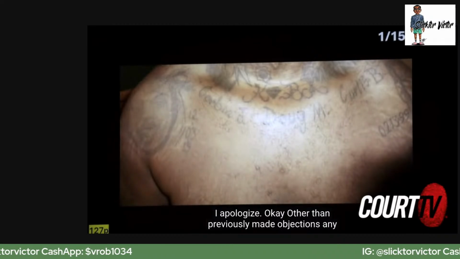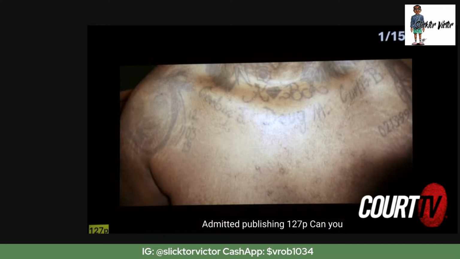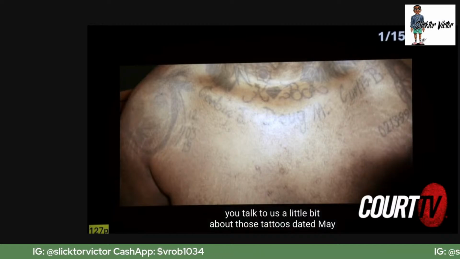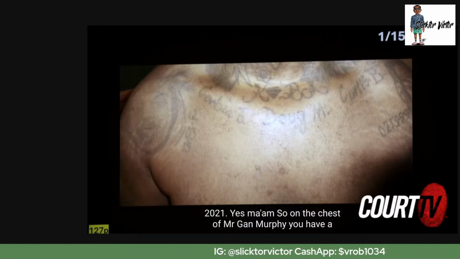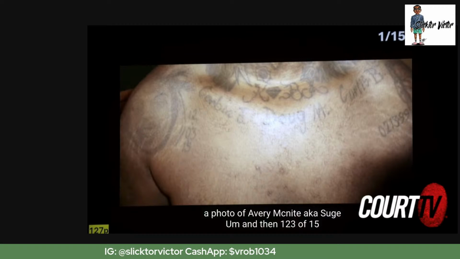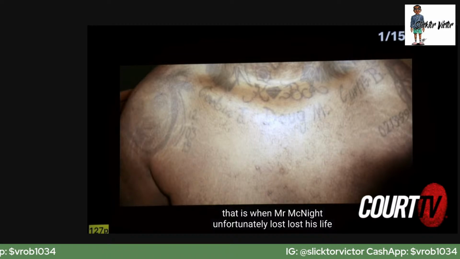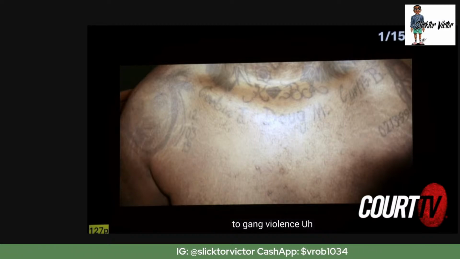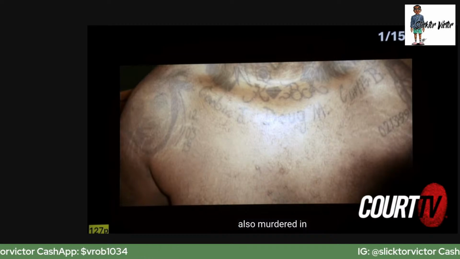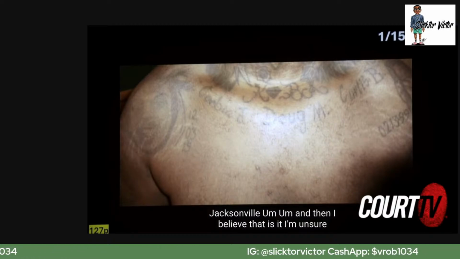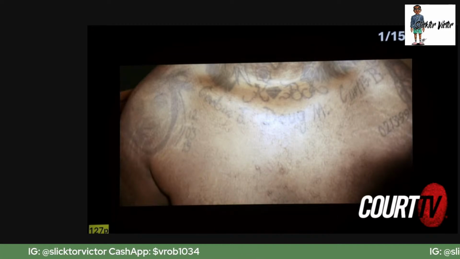Can you talk to us a little bit about those tattoos dated January 15th of 2021? Yes, ma'am. So on the chest of Mr. Davion Murphy, you have a photo of Avery McKnight, aka Suge, and then 12/3 of 15. That is when Mr. McKnight unfortunately lost his life to gang violence. You have Corbin J, which is Corbin Johnson. He was also murdered in Jacksonville. And then I believe that is it. I'm unsure who Doug M or Curtis B is. And did the opposing op 6 Block rap about Suge or Avery McKnight? Yes, ma'am. Did they rap about Corbin Johnson? Yes, ma'am.